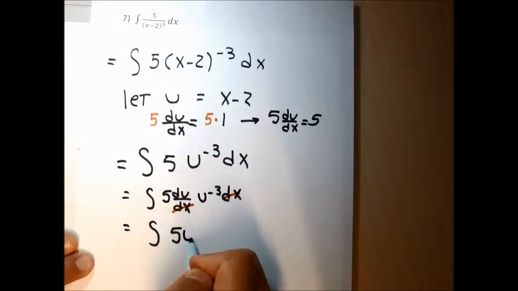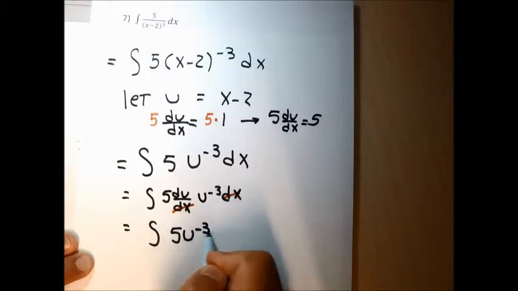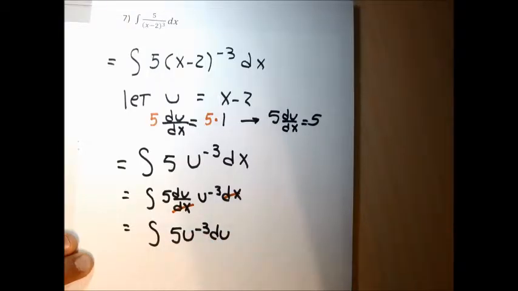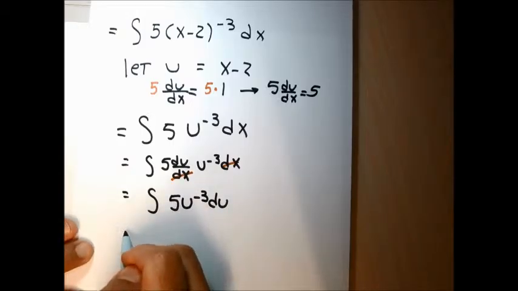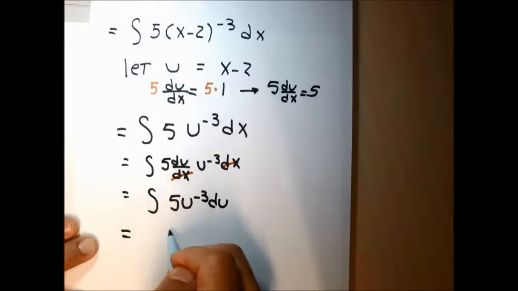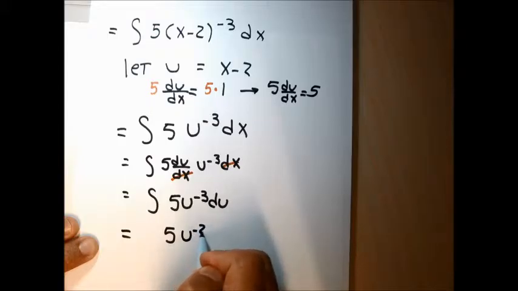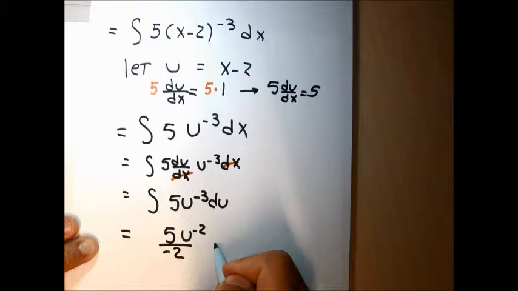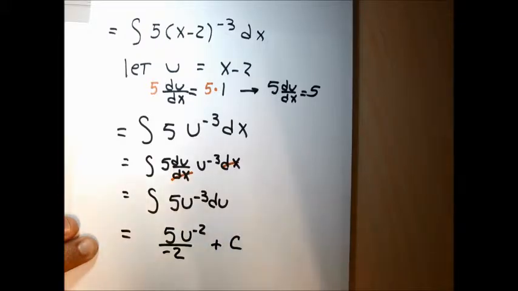So I'm going to get 5u to the negative 3 du. Now I add 1 to the exponent and divide by the new exponent, and when I do that, I don't write the integral sign anymore. I'll leave my plus c.